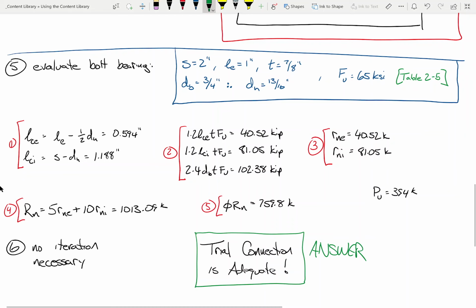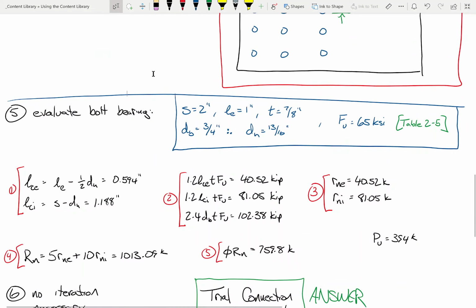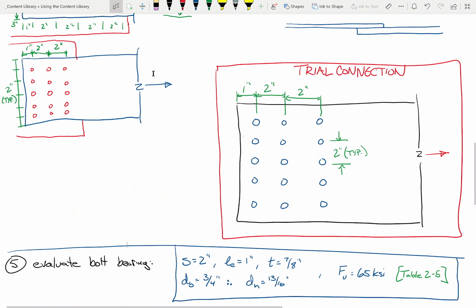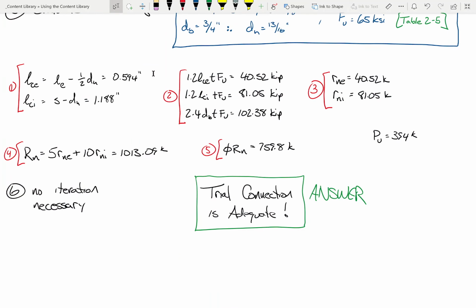And so what I'm essentially getting at is, what's the answer to the problem? That's the answer, right? We laid out a connection. We evaluated its bolt bearing capacity. We found out its bolt bearing capacity is way higher than the load. So we're good. And that's our answer.